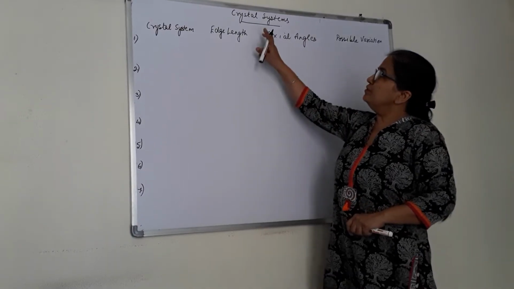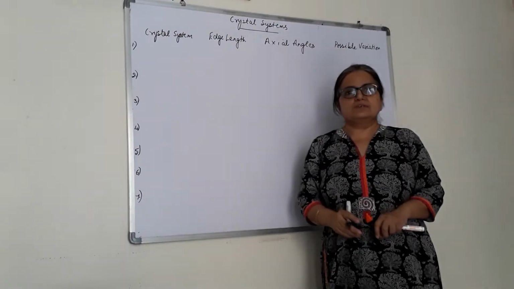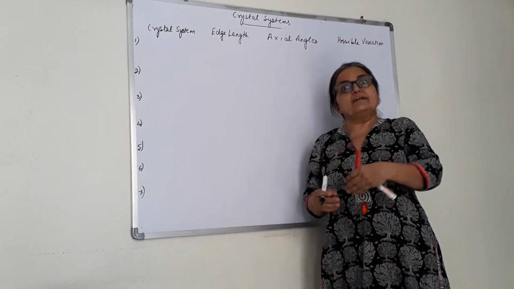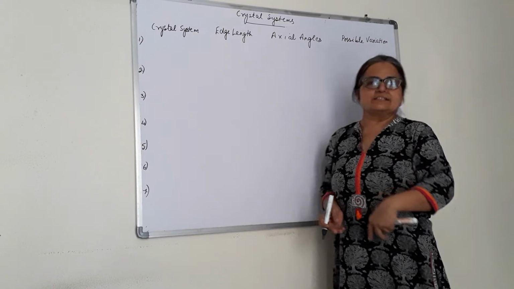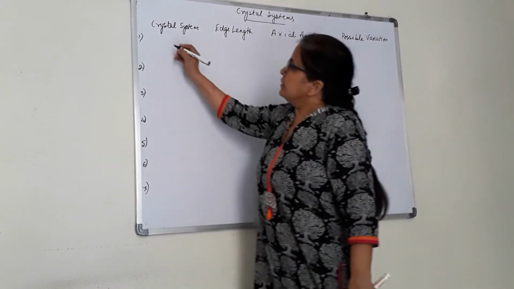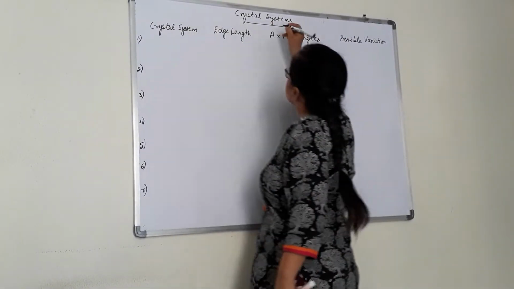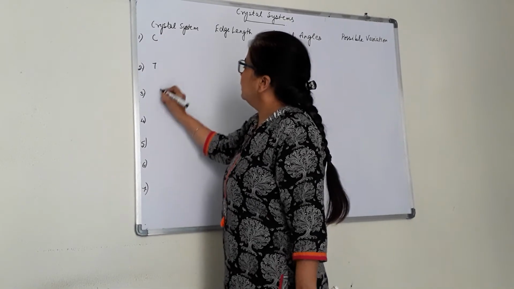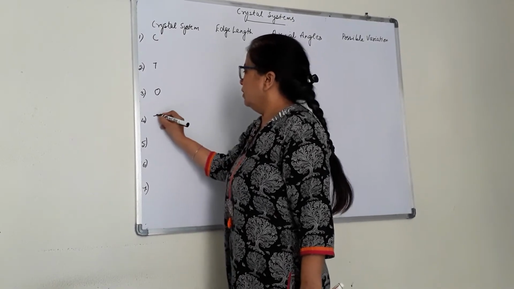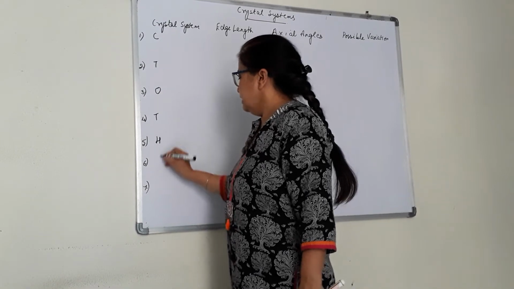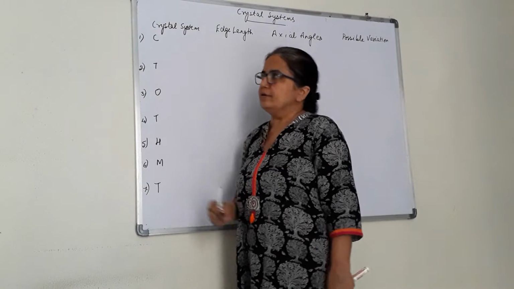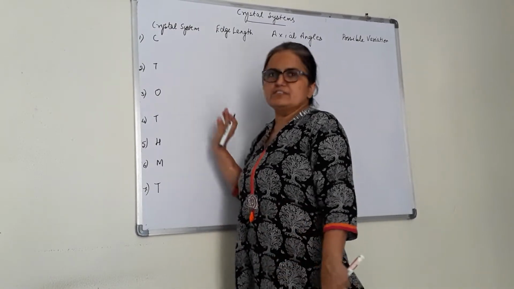Now we will talk about the crystal systems. It's important. You have to learn, but I will tell you one trick to learn the 7 crystal systems. The trick is like this. You can see here C, T, O, T, H, M, T. Like that you can learn.